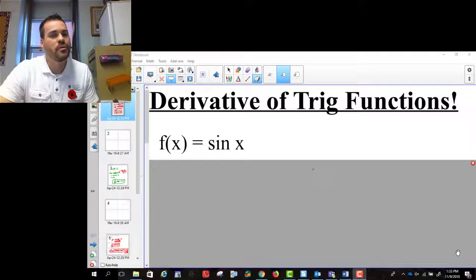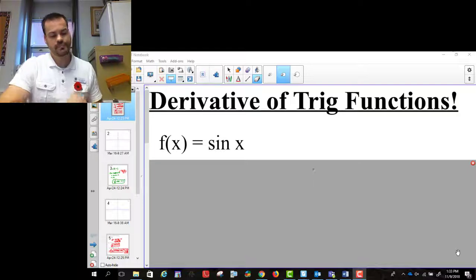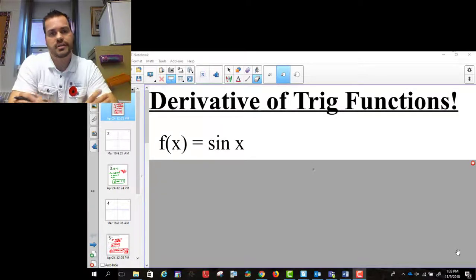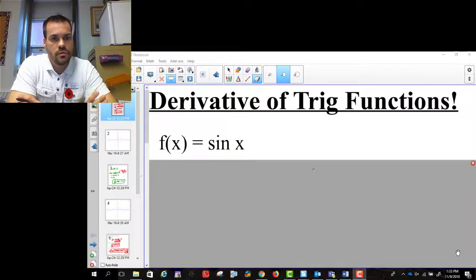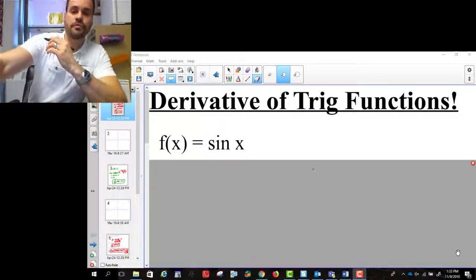And now, the derivatives of trig functions. Just trying to mix it up. So, we've talked about the derivative rules. Now we're going to talk about the derivative of particular functions.